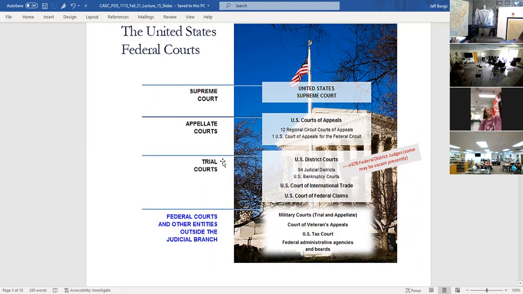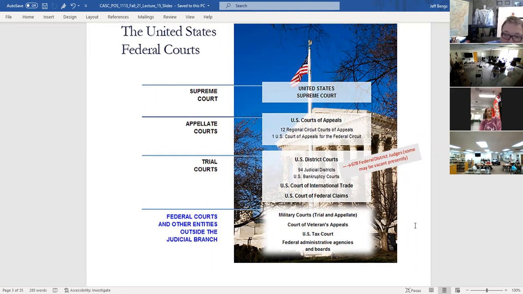All righty. And then underneath these 12 courts of appeal are trial courts, and there are 94 judicial federal trial courts or districts. 94 of them. I don't have a map of them, so I don't know where they are. And there are 678 federal district judges who serve in those courts.